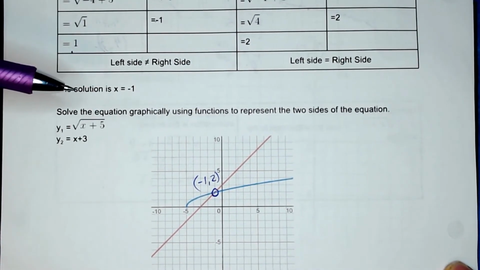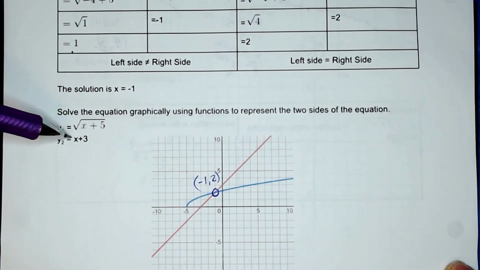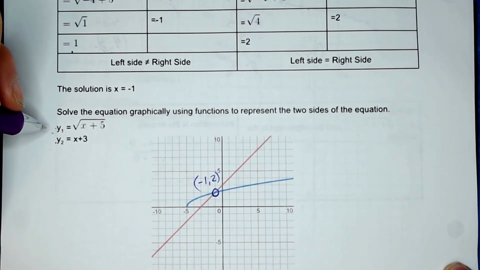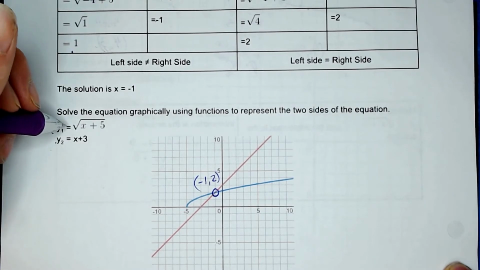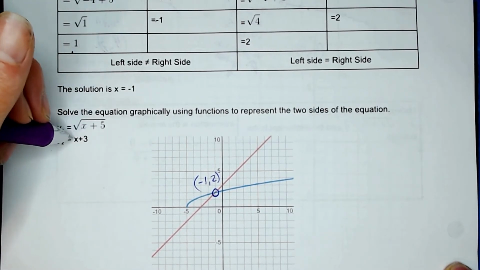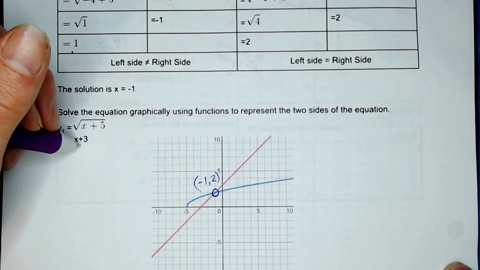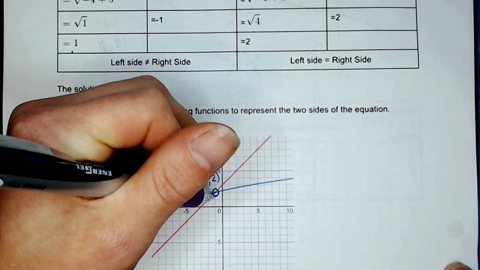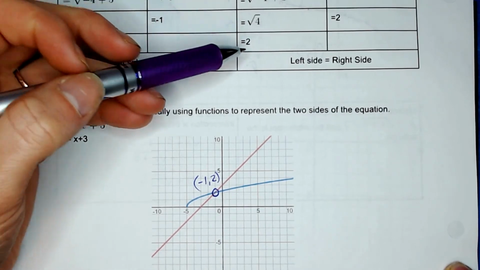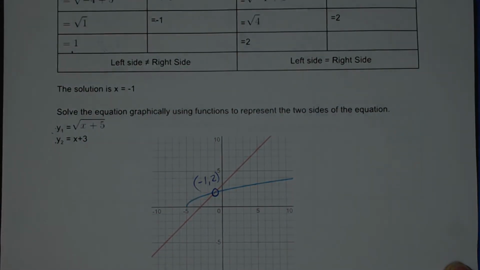Now, what we can do is make those two y equations again, representing each of our graphs to determine the intercept of x. Now, what you do is you just say one of the functions is equal to the left-hand side, the other is equal to the right-hand side, and you'll see that they cross there at -1, 2, which is exactly what we proved up here.